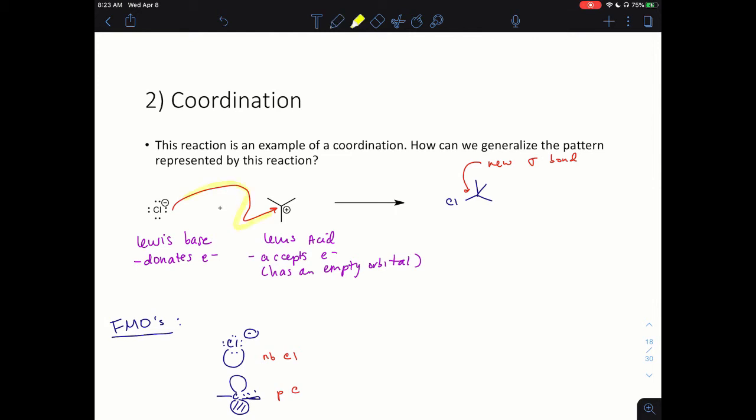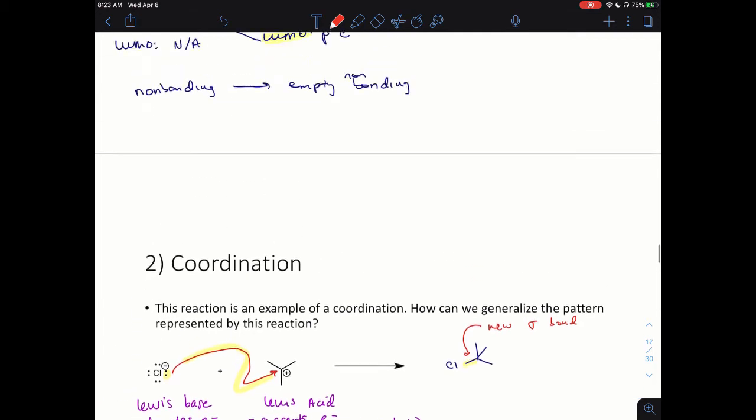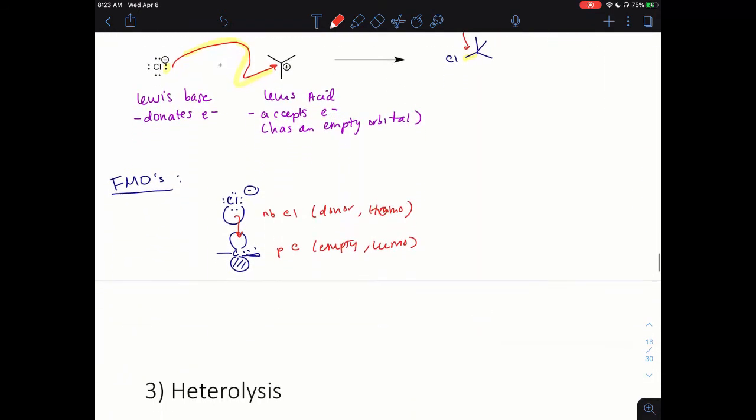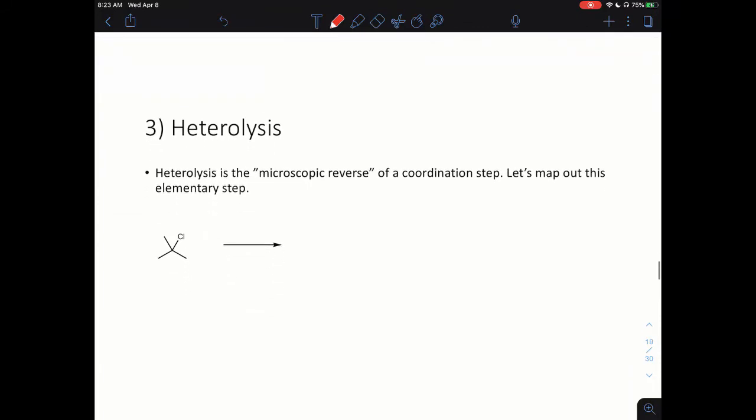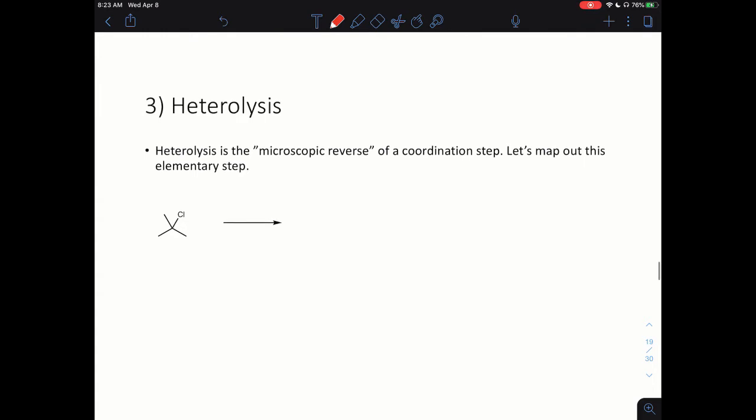Now we can look at the FMO analysis here, and let's scroll down. So we have that non-bonding pair of electrons on chlorine attacking, or filling up, that empty p orbital on carbon. So we have a donor to an acceptor. Excellent, and you were able to predict it having never even heard of this. You predicted it, never even hearing of a coordination reaction before. Now, let's talk about heterolysis. This is the third of 8 elementary steps we're going to discuss today.